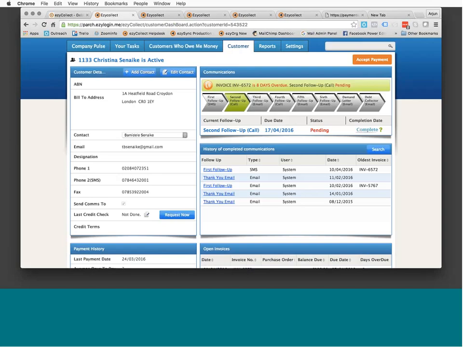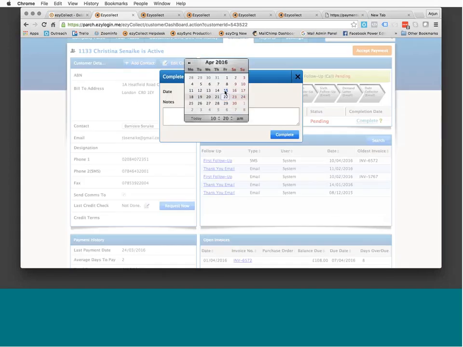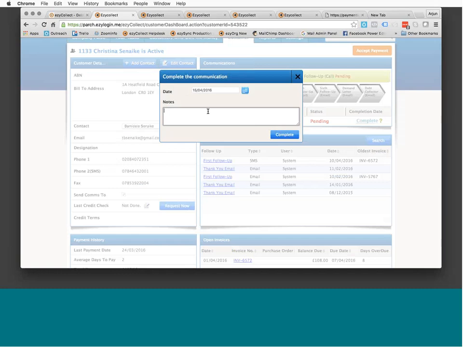Now, when I have to make my actual phone call, it's a really simple process. All I need to do is click on this complete button, put in the date, so let's say the 15th. I can say, spoke to Paul. These are my notes, right? Said he was paying next week, lying as usual. That's your private note. You click complete, and that will save that note into the history, which everyone can see, like all your salespeople and all your colleagues.